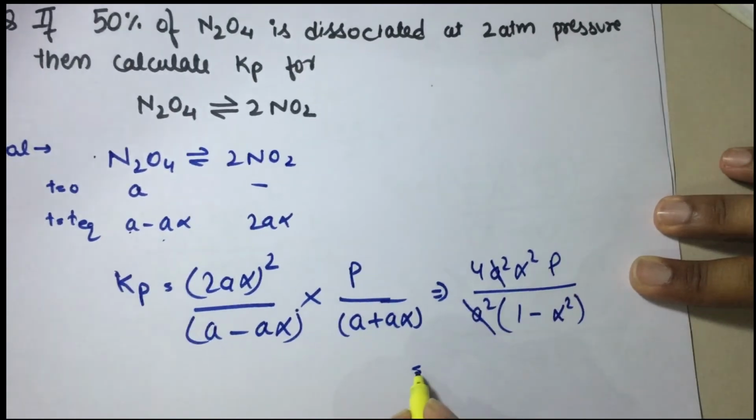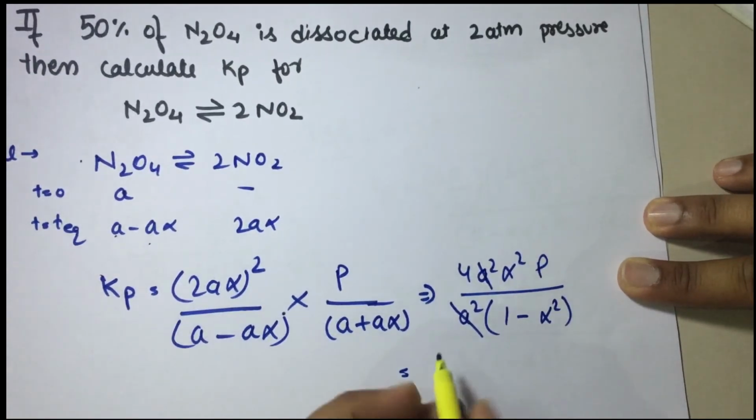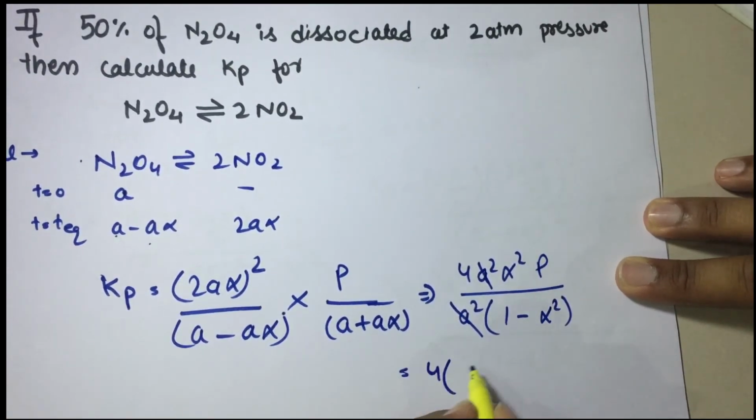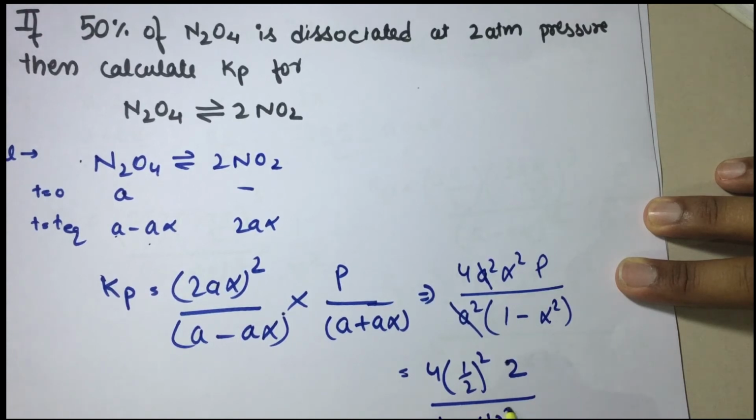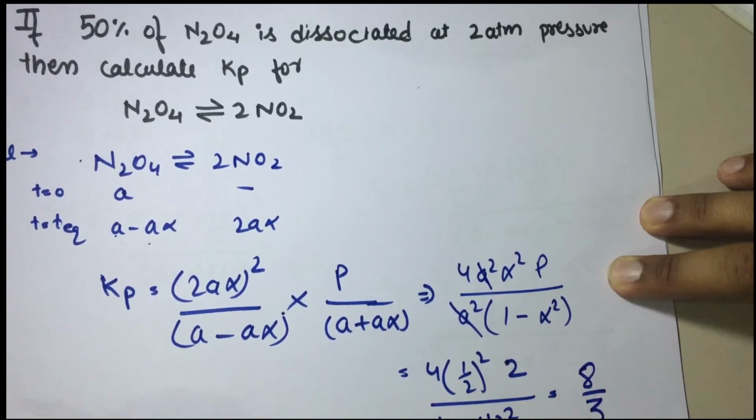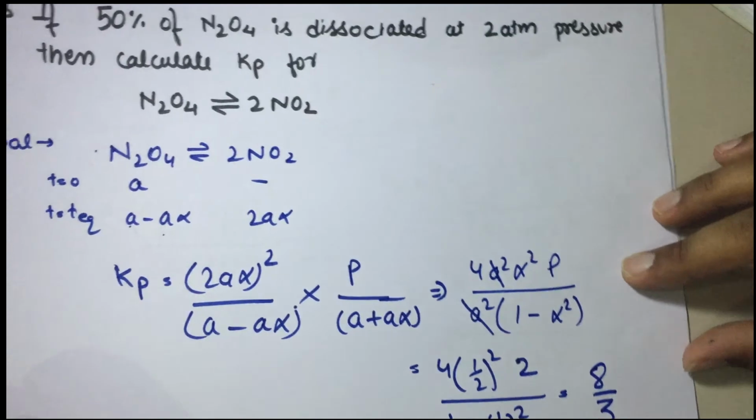So in the question alpha is 50%, that means 0.5, which is 1 by 2 to the power 2. Pressure is 2 atm divided by 1 minus 1 by 2 to the power 2. So here it is 4, we can cancel out 2 and this is 1 by 4, 3 by 4 ऊपर चलेगा और ये आ जाएगा आपके पास 8 by 3. So the answer is 8 by 3. Value of Kp is 8 by 3.